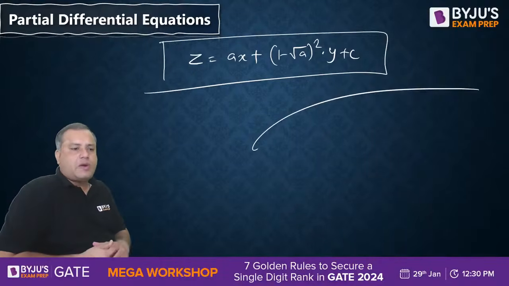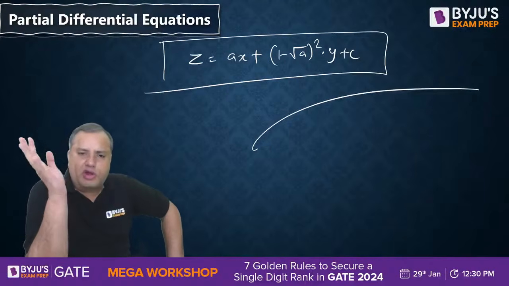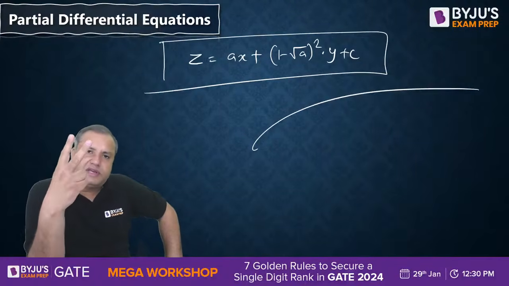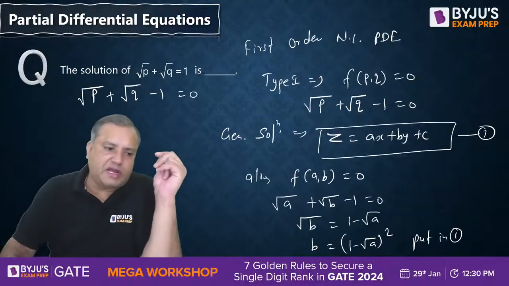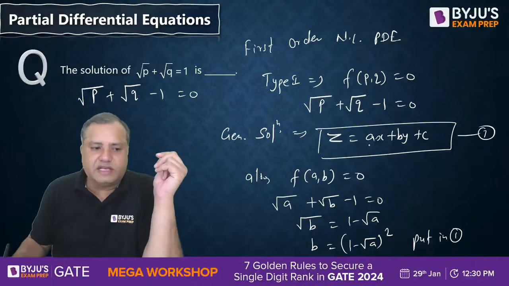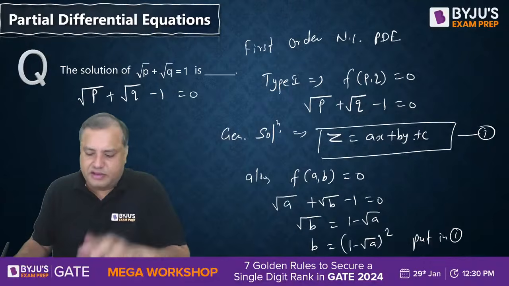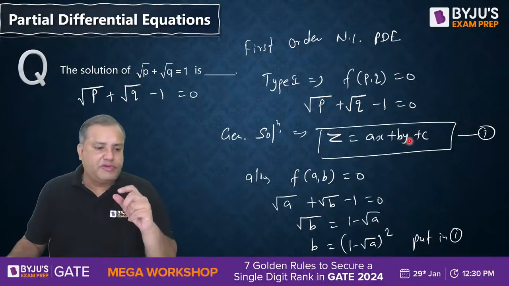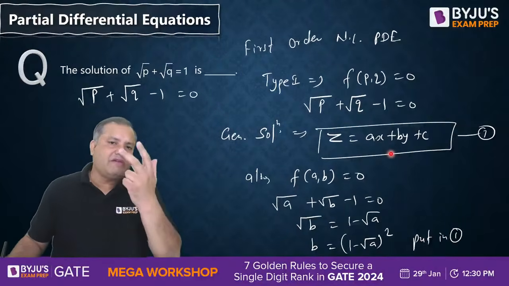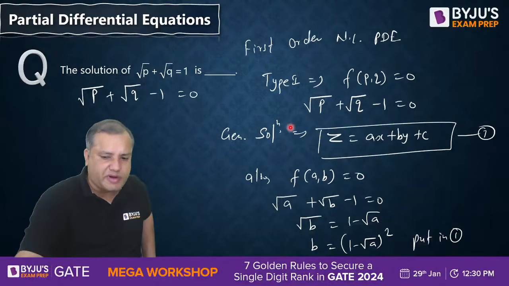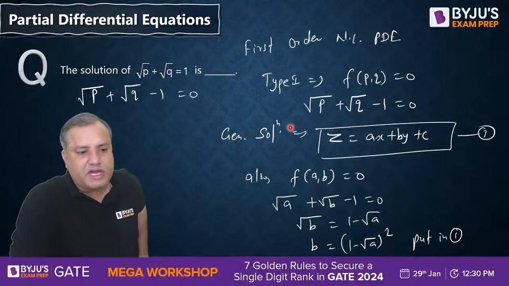So you can clearly observe here that the solution of nonlinear PDE contains only two arbitrary constants. The format has three constants, A, B, C, but we are replacing B in terms of A. So ultimately, the final answer has only two arbitrary constants. Remember this. This can also be a question.